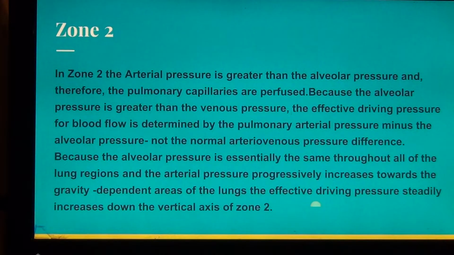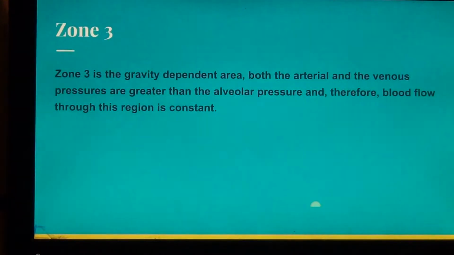Because the alveolar pressure is essentially the same throughout all of the lung regions, and the arterial pressure progressively increases towards the gravity-dependent areas of the lungs, the effective driving pressure is steadily increased down the vertical axis of zone 2. Zone 3 is the gravity-dependent area. Both arterial and venous pressures are greater than the alveolar pressure, and therefore flow through this region is constant.